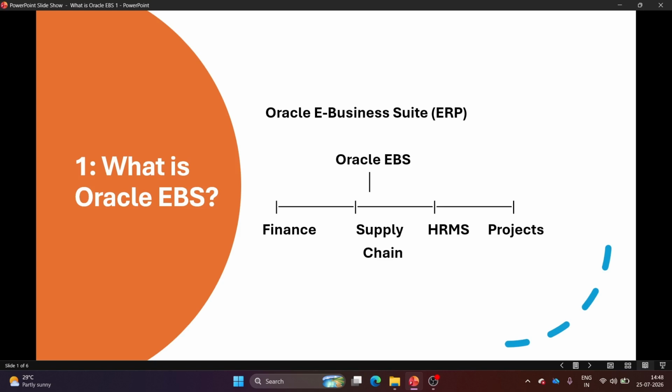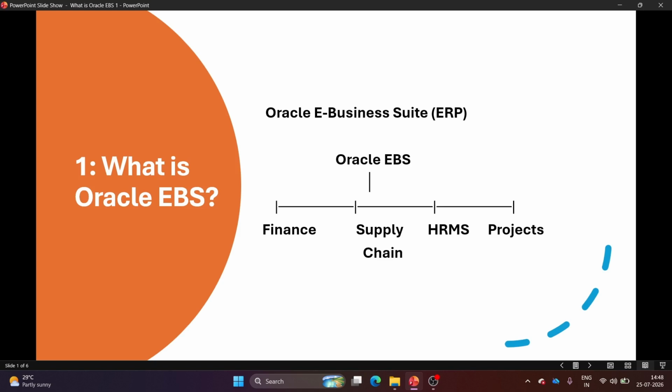Let's begin today's session. Oracle EBS R12 introduction. Now that we have introduced the channel and today's topic, let's first understand what Oracle E-Business Suite is. Oracle E-Business Suite is an ERP application developed by Oracle. It integrates different business processes into one system.